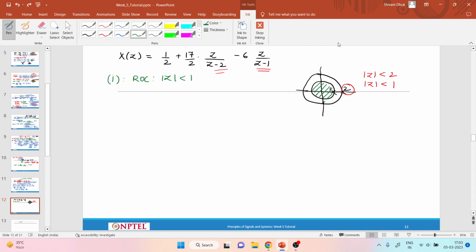It was seen in the lectures that unit impulse delta n has Z transform as 1, and region of convergence is the entire Z plane. So this 1 by 2 will just contribute to a unit impulse scaled by a factor of 1 by 2. So this x of n will be equal to 1 by 2 into delta n plus 17 by 2 into Z upon Z minus 2 with magnitude of Z less than 2.